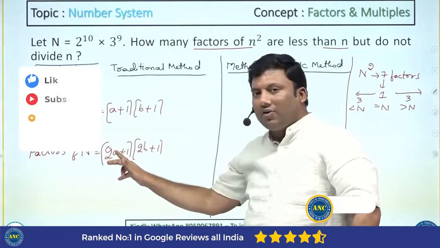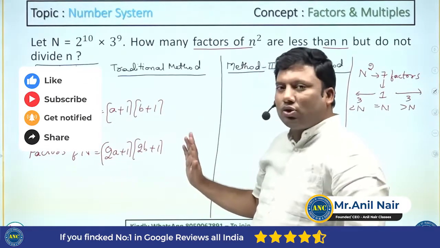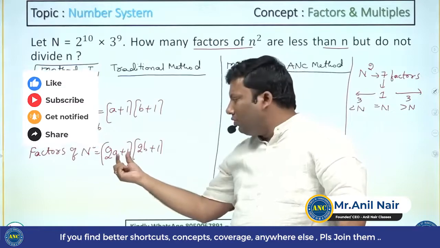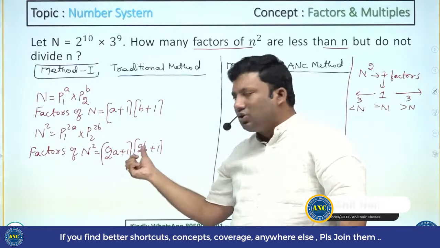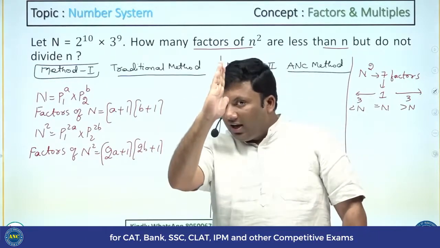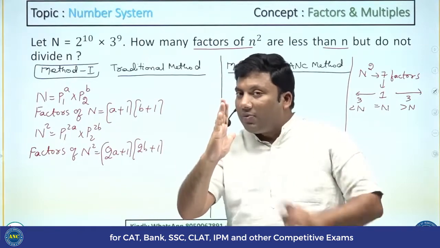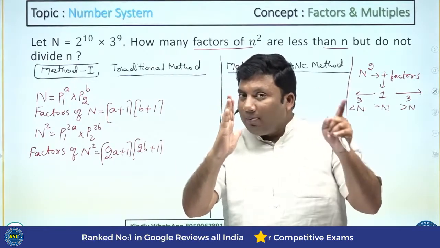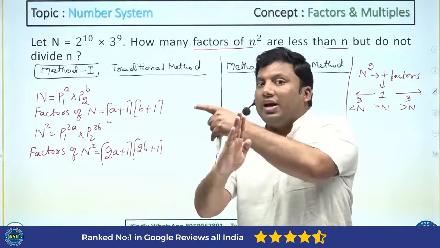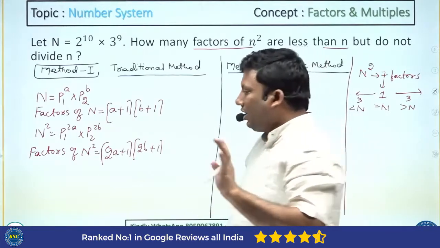Factors of n square will be 2a plus 1 into 2b plus 1. Put the values a as 1, b as 1: 3 into 3, 9. In that 9, one case will be equivalent to n, 4 cases will be less than n, and 4 cases will be greater than n. Are you all with me?